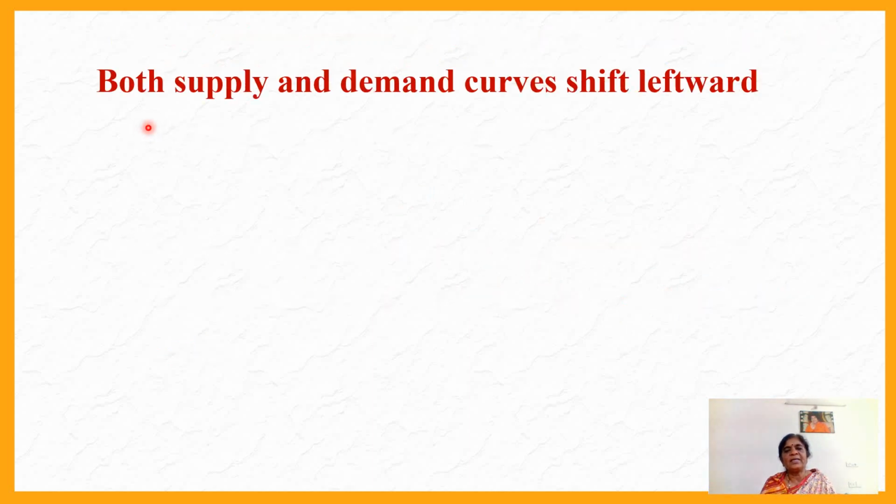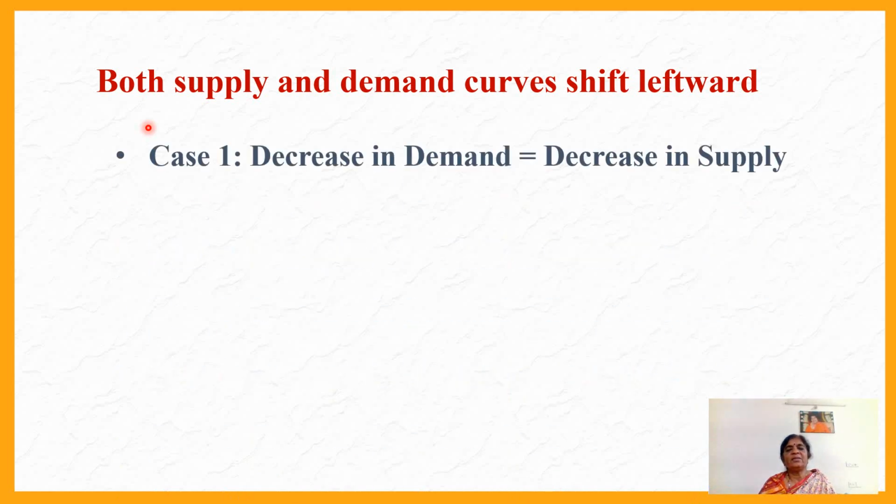When both supply and demand curves shift leftward, there are three cases we can identify. The first case: the decrease in demand may be equal to the decrease in supply. That means the magnitude of shift in demand is exactly equal to the magnitude of shift in supply. This case we will be discussing with the help of a diagram on the coming slides.